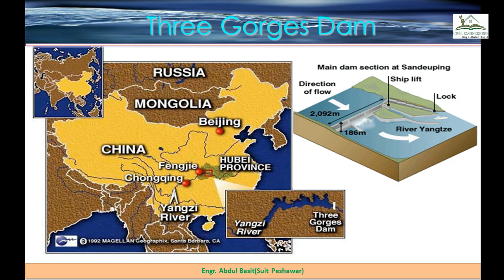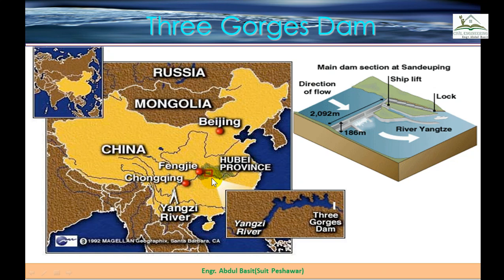So we are having different types of dam structures. This is the view of the China map, where in Hubei a dam is constructed, that is the Three Gorges Dam. Here it is the plane view, or you can say satellite view, of that structure.